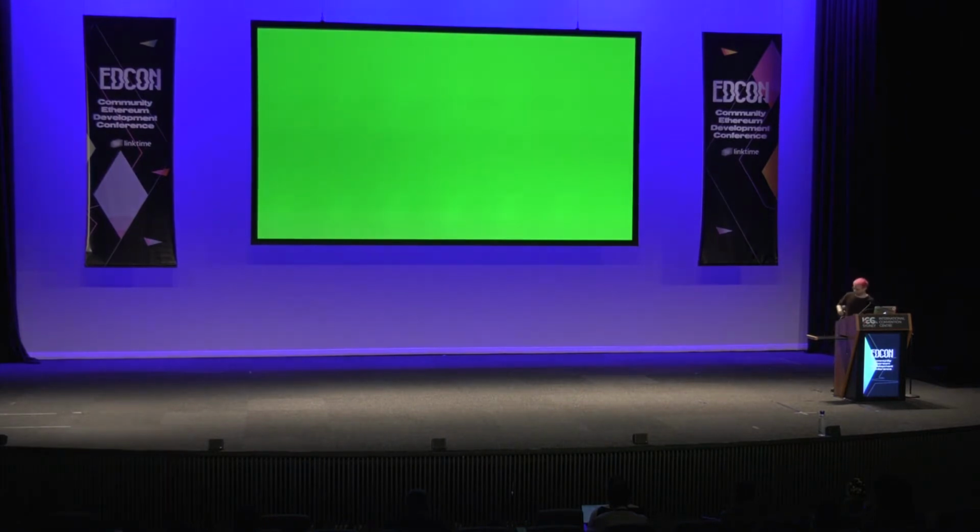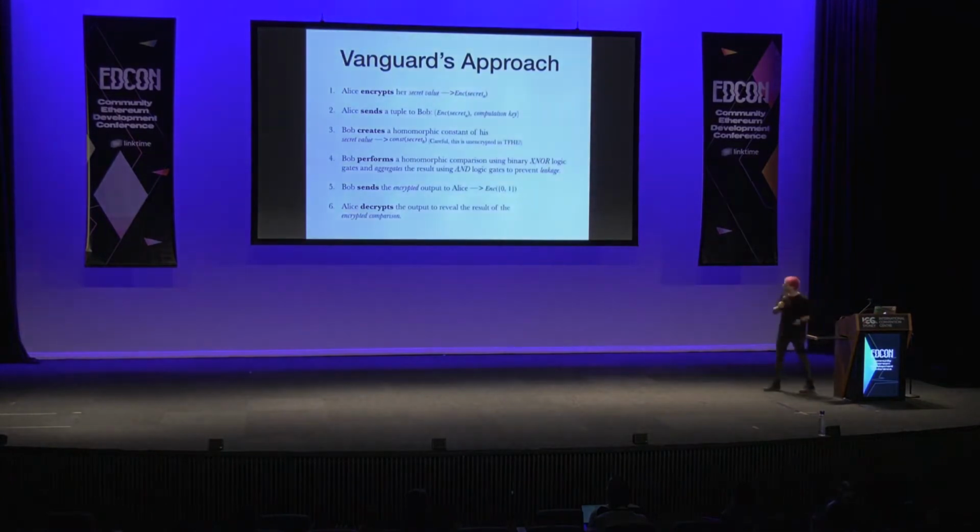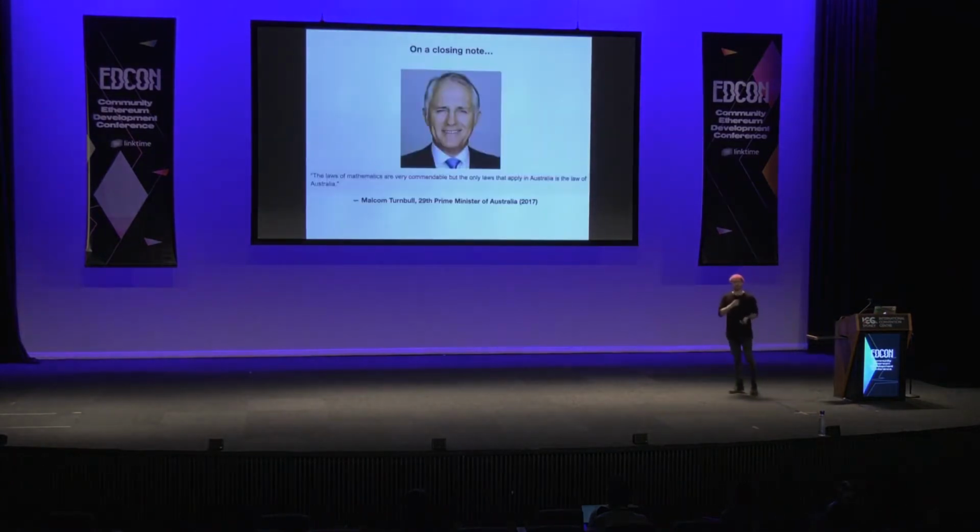I have one last slide. On a closing note, I just want to say that recently there's been a lot of debate in Australia on privacy. Let's be clear here that the politicians involved actually know very little about privacy and what cryptography is. Malcolm Turnbull, the 29th Prime Minister of Australia, said, "The laws of mathematics are very commendable, but the only laws that apply in Australia is the law of Australia," which is a little insane. So yeah, let's be clear. This is a very big problem.